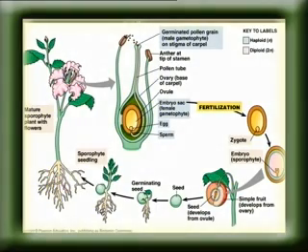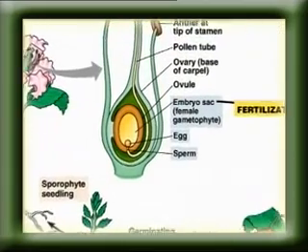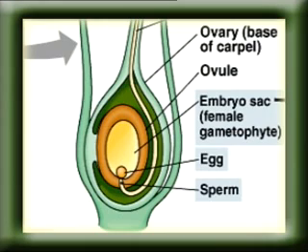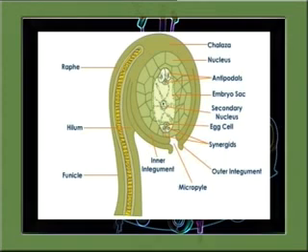In angiosperms, the ovule is a structure that contains the female reproductive cells. The ovules are situated inside the ovary, attached to a special tissue called placenta. A fully mature ovule consists of stalk and the body. The stalk of an ovule is called funicle.